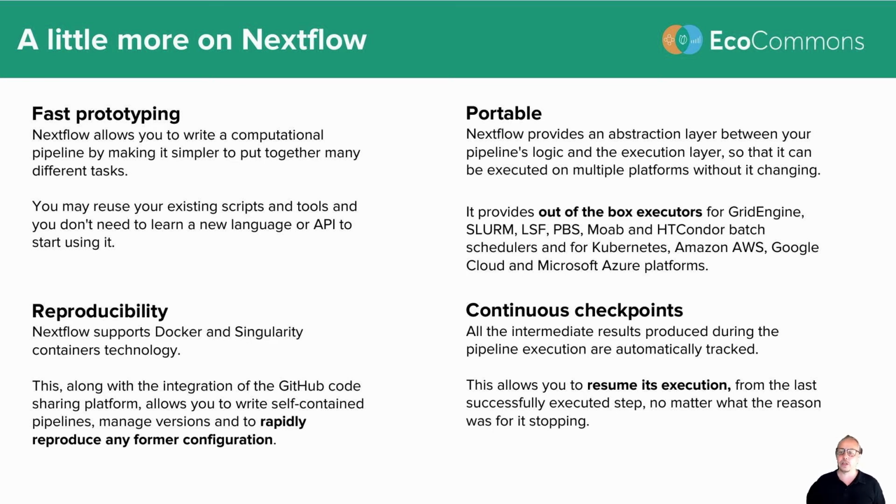Continuous checkpoint is the last part I want to focus on here. Nextflow stores all intermediate results during the pipeline execution and automatically tracks them. This allows us to resume execution from the last successfully executed step. No matter what the reason, whether it was stopping, running out of memory, or something else going wrong, you can rerun it from that point on.